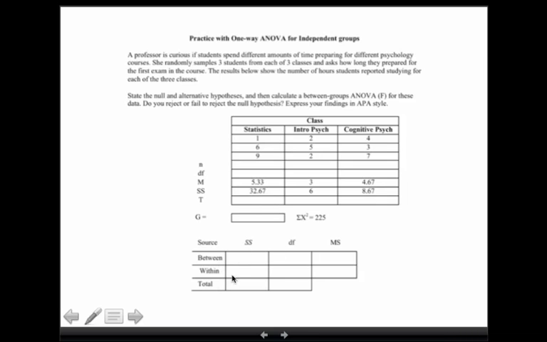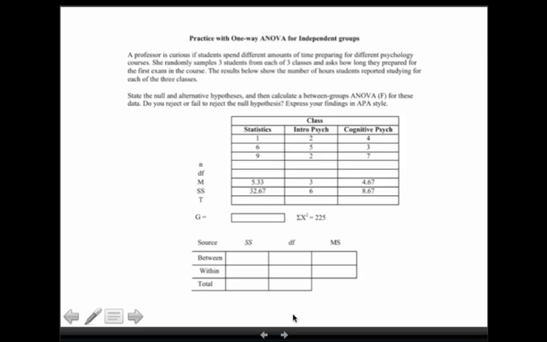And you have a source table for ANOVAs, for all of the ANOVAs that we're going to do. One-way ANOVA, factorial ANOVA, and repeated measures ANOVA. You always have a source table that looks like this. And this is where you're going to have to fill in your answers, or what you should be able to read when you're looking at ANOVA data.